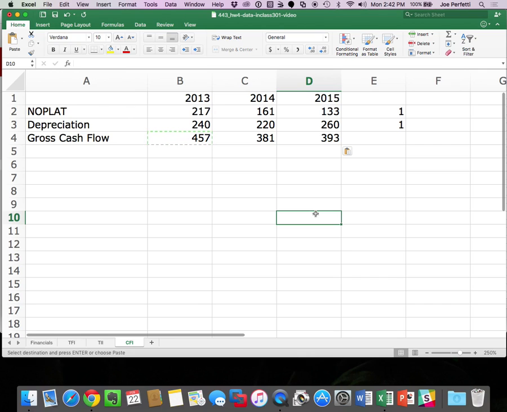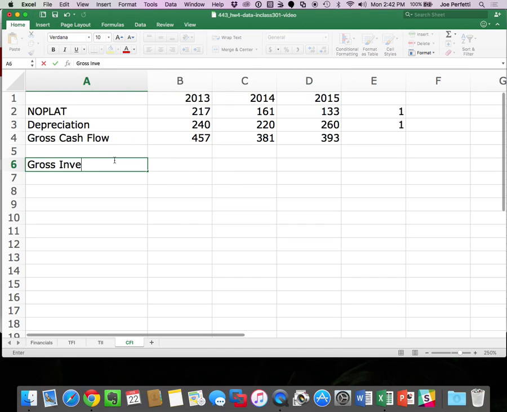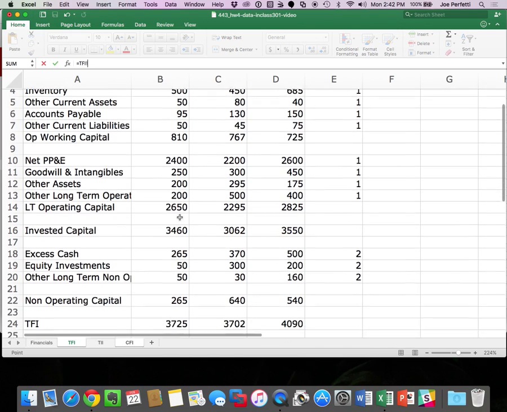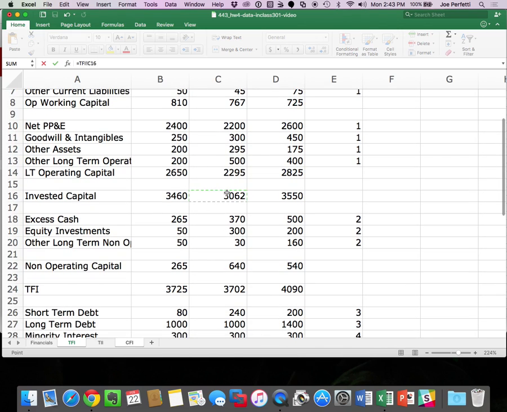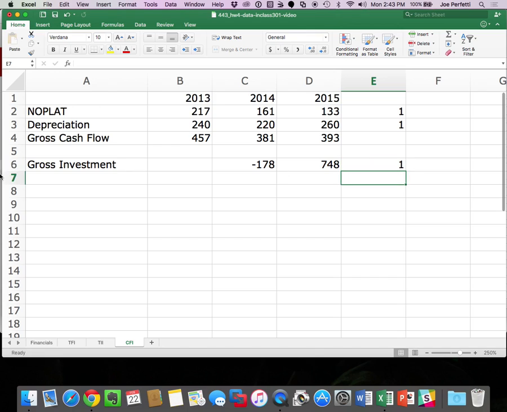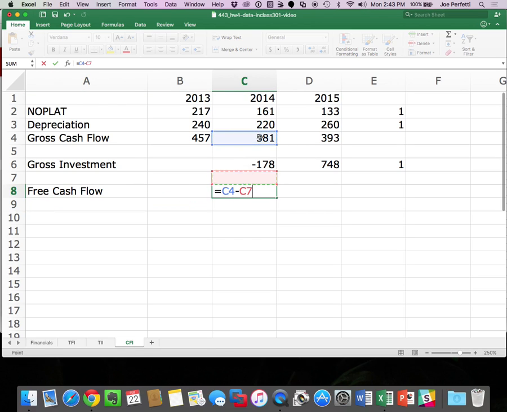So this is the gross cash flow for the 3 years. What are we spending on? Well, in operating activities, we spend on what's called gross investment. Gross investment is the reinvestment we're making into the business. Again, this was the shortcut I gave you: change in invested capital plus current year's depreciation. And free cash flow is the gross cash flow minus the gross investment.